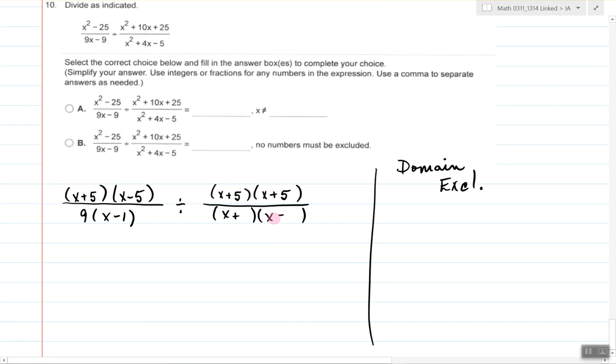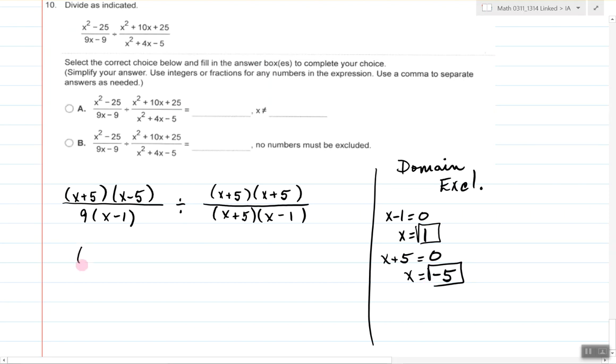I need factors of 5. Well, it has to be 5 and 1. I'll put the 5 here and the 1 here. All right, I have it in factored form. Let's look at domain exclusions right now. The 9 can't become 0, so I will just say x minus 1 equals 0 gives me a domain exclusion of 1. Over here, if x plus 5 is 0, x equals negative 5. And then x minus 1, I've already done it. So right now, I have 2 domain exclusions.